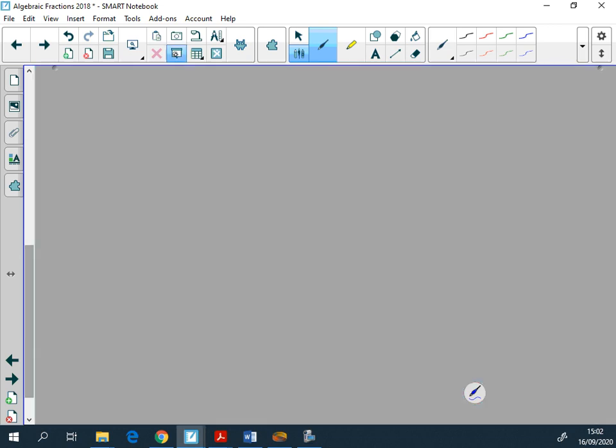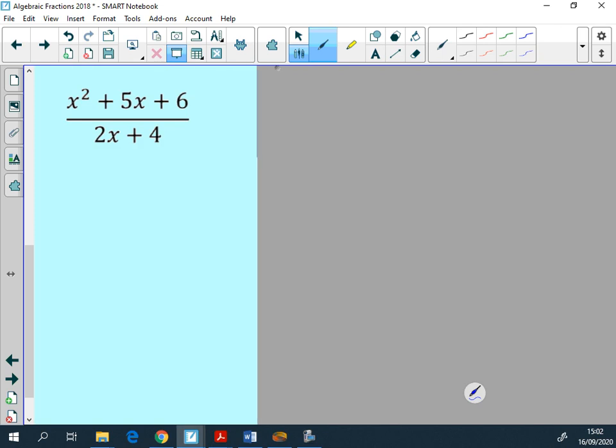Right, let's try a trickier one. So this time, top, let's see: common factor, difference of two squares, and trinomial. There's no common factor. There's no difference of two squares, however, there is a trinomial. So I'm looking for a factor pair of 6 that has a sum of 5. So multiply to get me 6, but add to get me 5. I'm going to use 2 and 3. Now I need 2 and 3 to make plus 5, so it'll be plus 2 and plus 3.